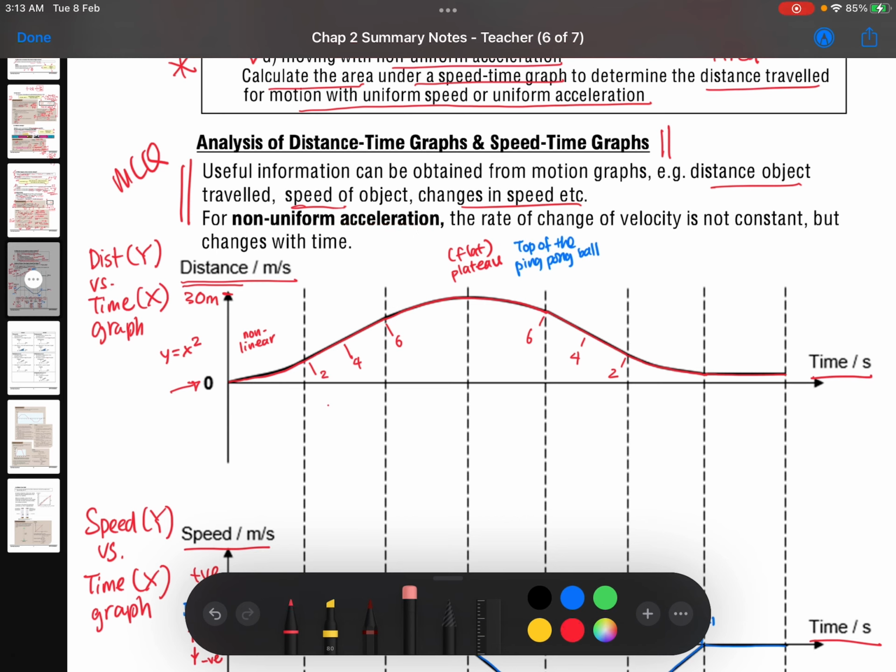Okay, so now for non-uniform acceleration, let me redo again. For non-uniform acceleration, the rate of change of velocity is not constant. Okay, this is unlike free fall.